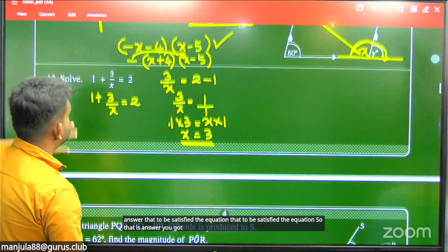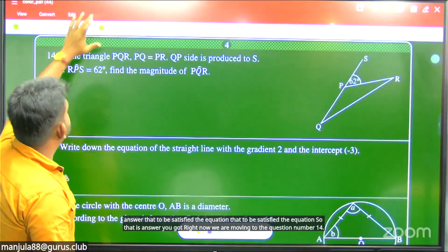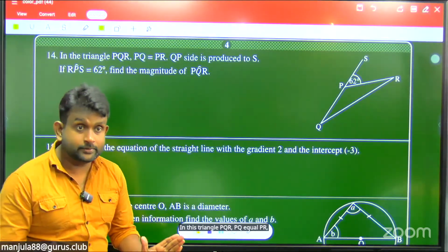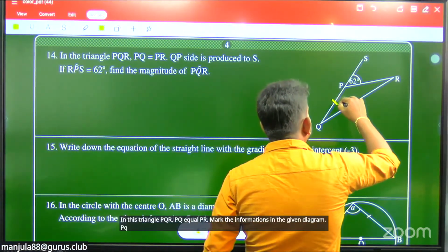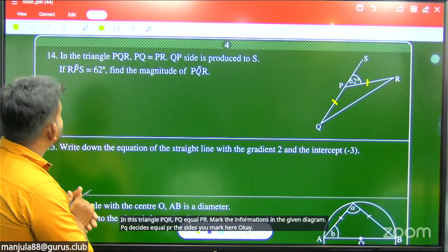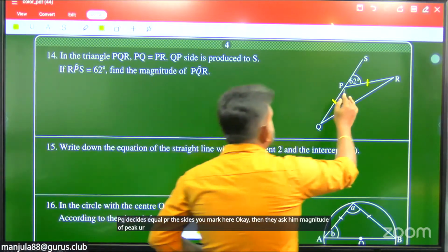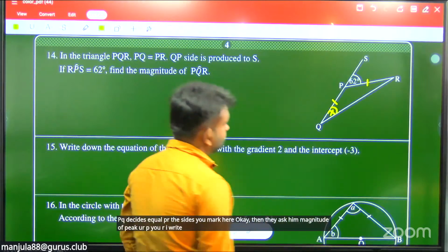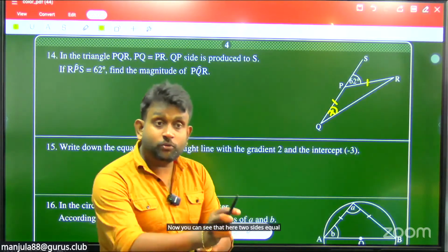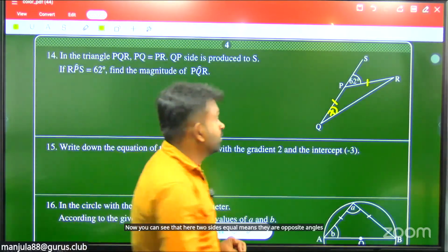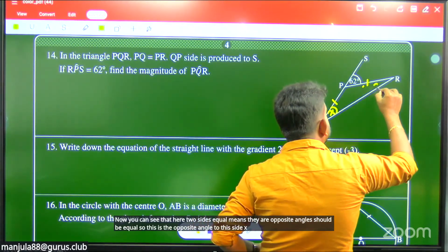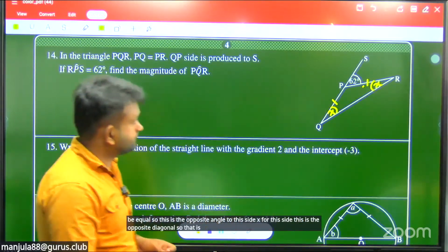Right, now we are moving to question number 14. In this triangle PQR, PQ equals PR. Mark the information in the given diagram. PQ, the side, equals PR, the side. You mark here. Then they are asking the magnitude of PQR. PQR I write as x. Now you can see that two equal sides mean their opposite angles should be equal. This is the opposite angle to this side, so that is x.